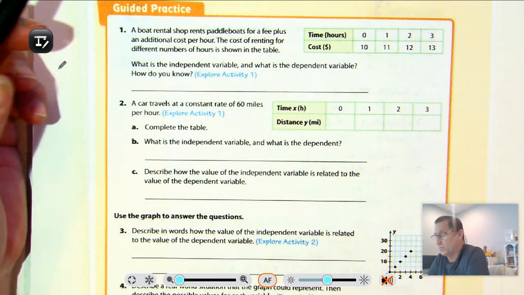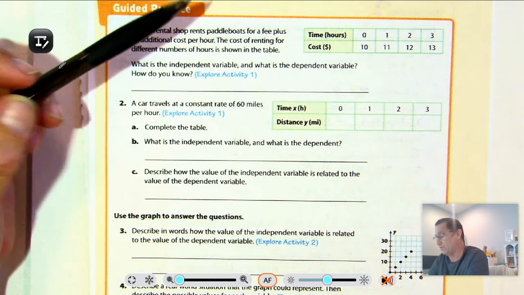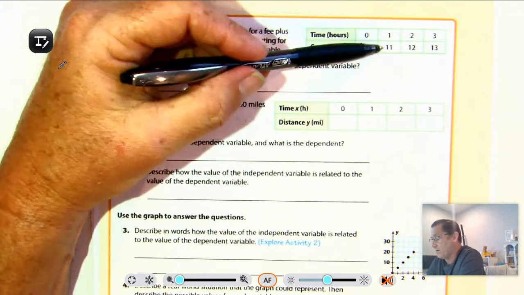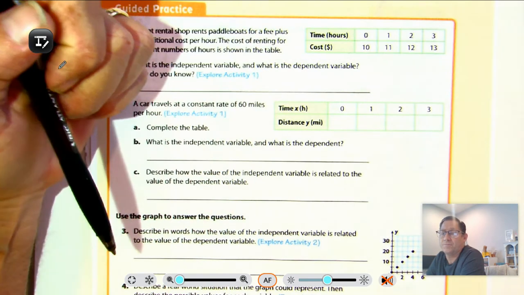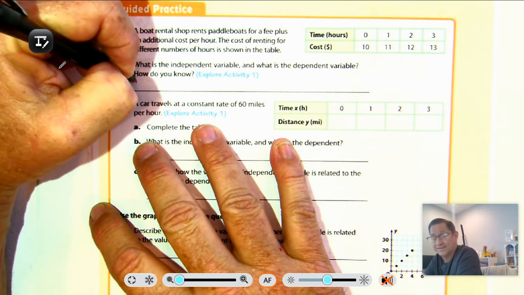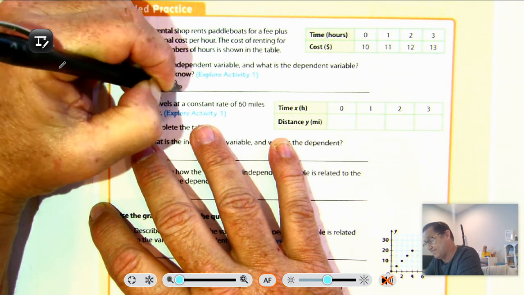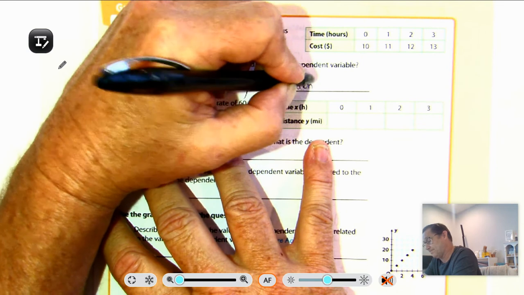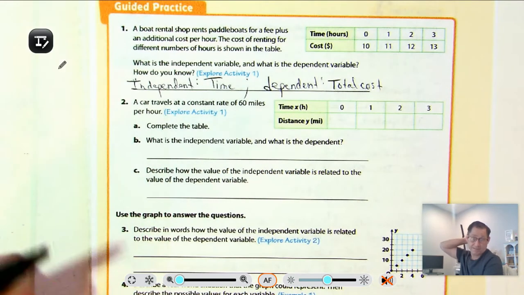Okay, so 344. All right, so a boat rents paddle boats for a fee plus an additional cost per hour. The cost for renting different numbers of hours is shown in the table. So if you just want the paddle boat, that's going to cost you $10 no matter what. At the end of 1 hour, you have a cost of $11. So basically, they're adding a dollar to your basic fee. So what is the independent variable? Well, it's the number of hours or the time. So let's write independent, time. So dependent, the total cost is dependent on how long you rent the paddle boat.